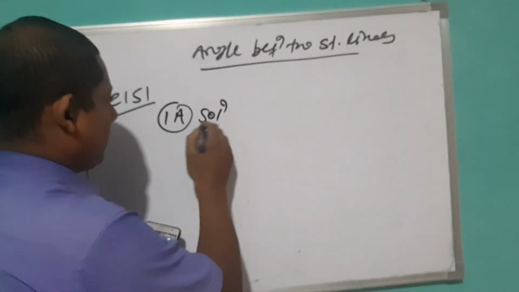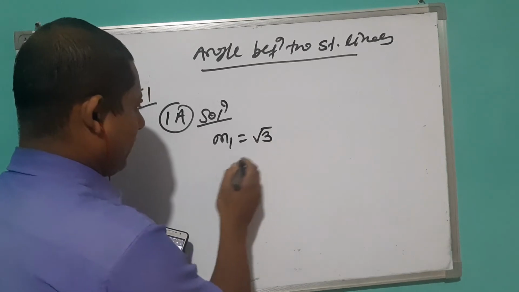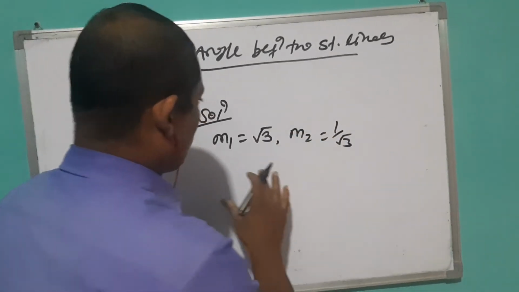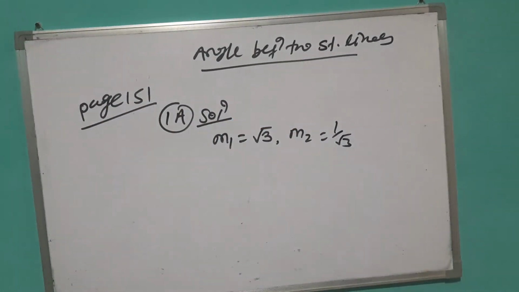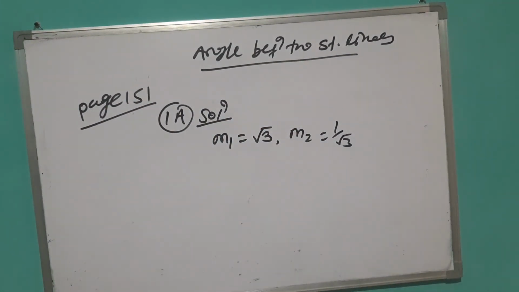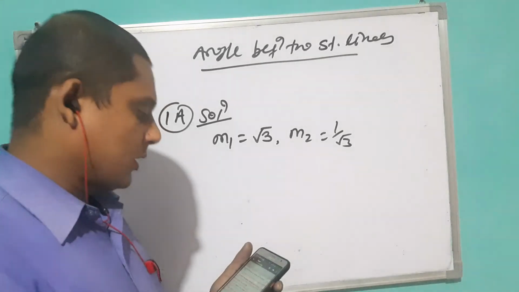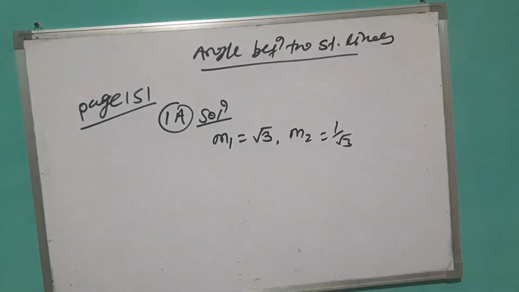There are two slopes. m1 is equal to root 3 and m2 is equal to 1 by root 3. The slopes are already given there, so no need to find out the slope of a straight line. Please try to understand. And the question is asking to find out the acute angle between them. How to find out the acute angle?